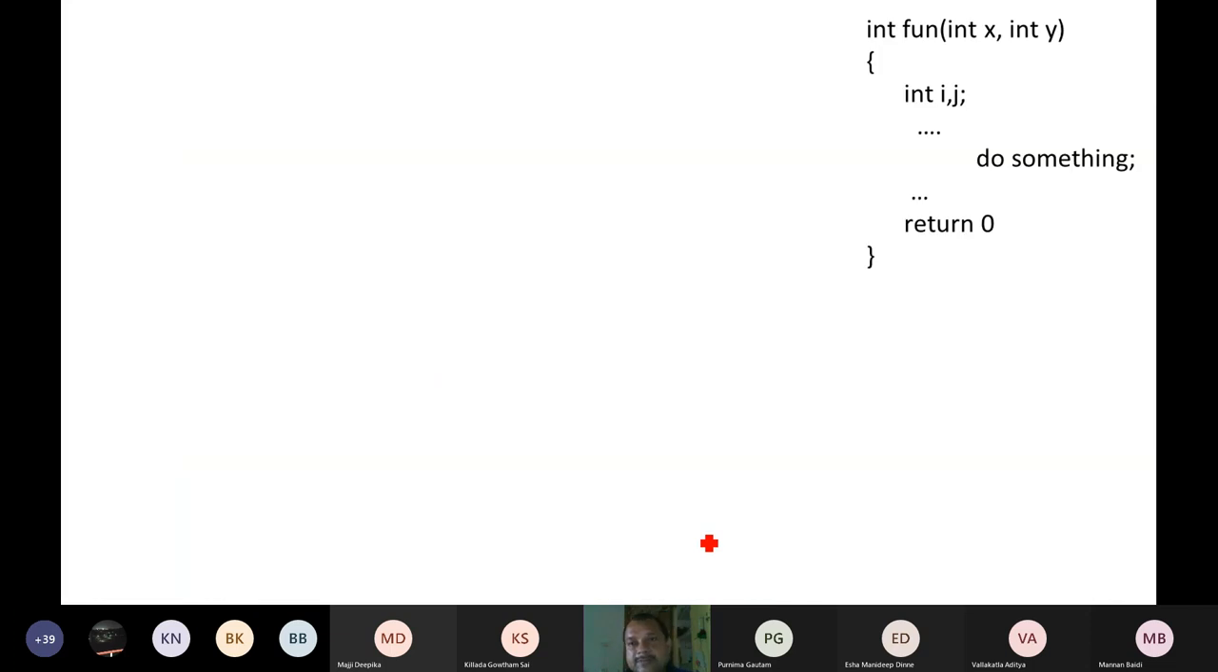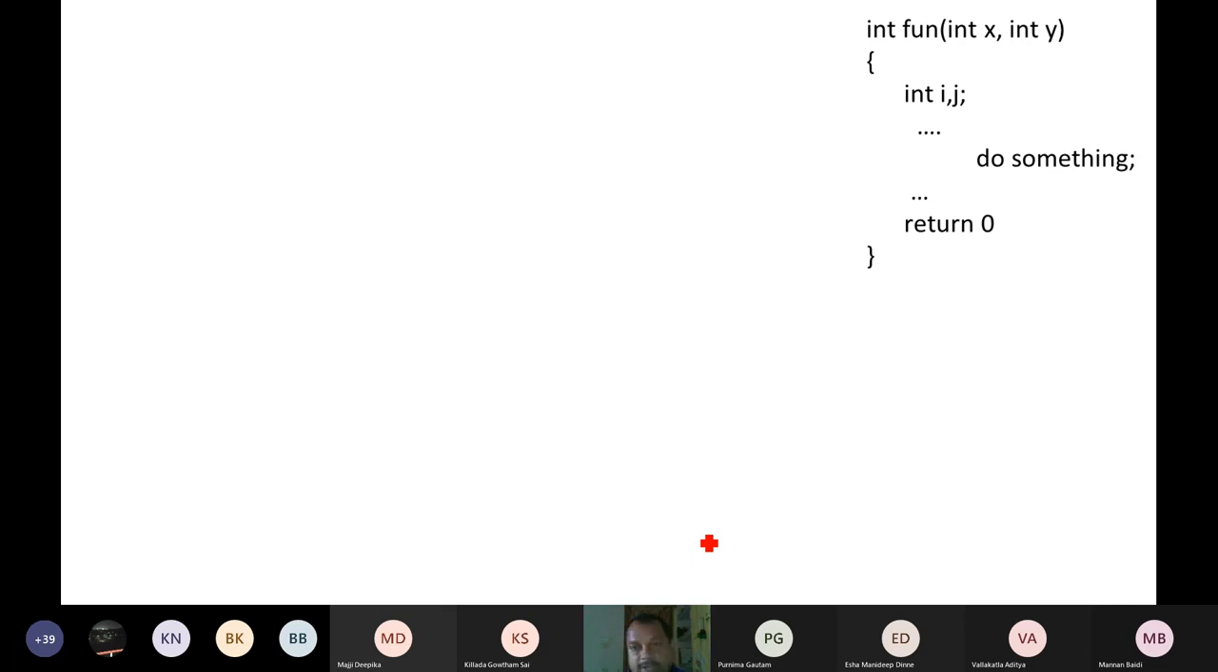Let us start with this simple C function. In this C function, you can see it is an integer function. It is taking two parameters as input, integer x and integer y. Inside that function, I have two local variable declarations, i and j, and the function is doing something, and finally returning 0.